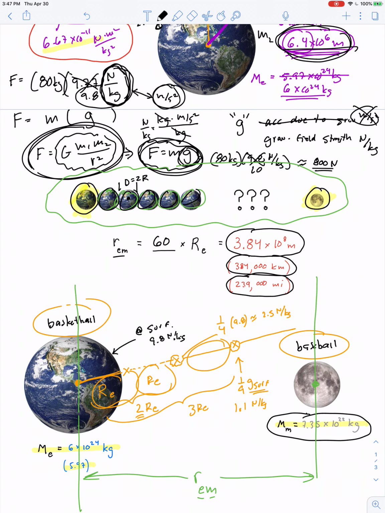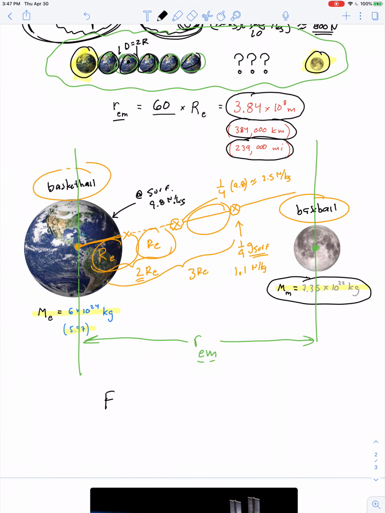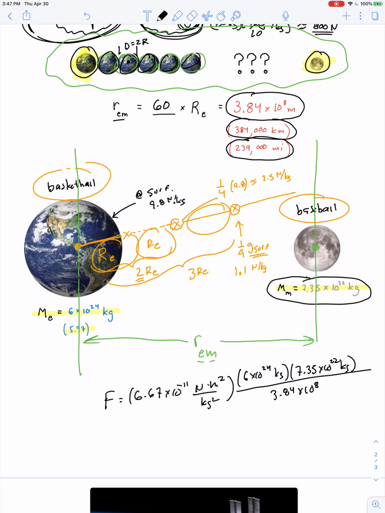So the force of attraction between the Earth and the Moon is 6.67 times 10 to the negative 11th newton meter squared per kilogram squared, multiplied by the mass of the Earth, 6 times 10 to the 24th kilograms, multiplied by the mass of the Moon, 7.35 times 10 to the 22nd kilograms, divided by the distance between the two of them squared, which is 3.84 times 10 to the 8th meters, and don't forget to square that quantity.